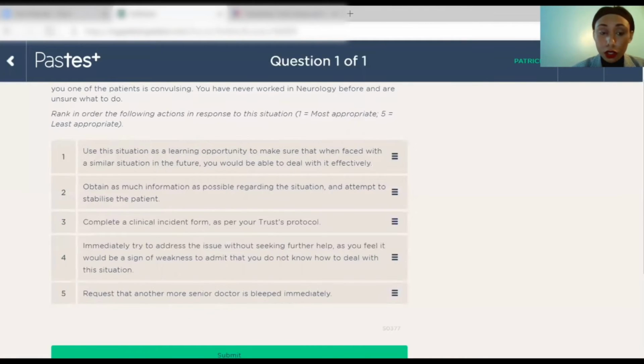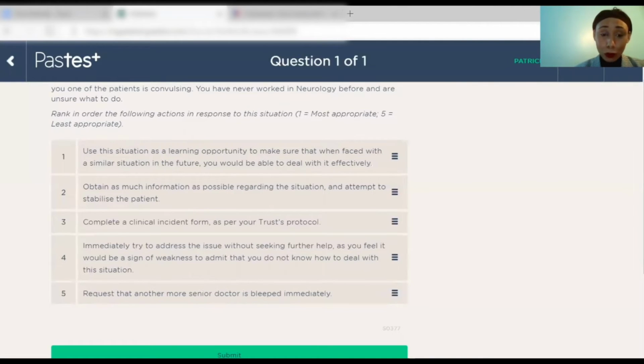Now, the other thing you could do, which would be the second most appropriate thing to do, would be to obtain as much information as possible regarding the situation and attempt to stabilize the patient. But of course, it's not going to be number 1 because, like you said, you don't know what you're going to be doing. But of course, you'd be able to maybe stabilize the patient working through your A, B, C, D, E. Number 3 would be to use it as a learning opportunity, of course.